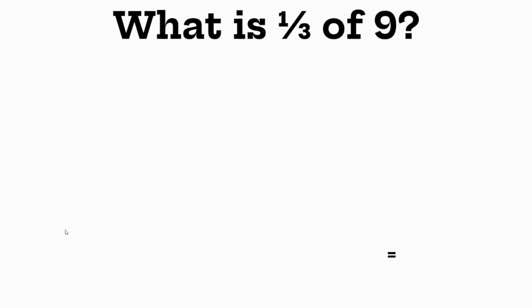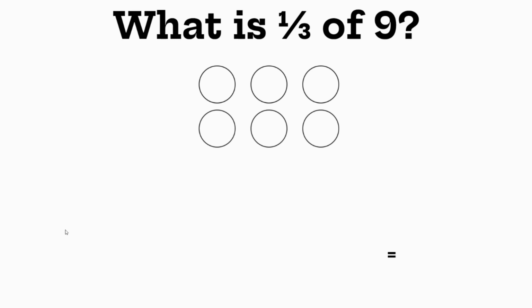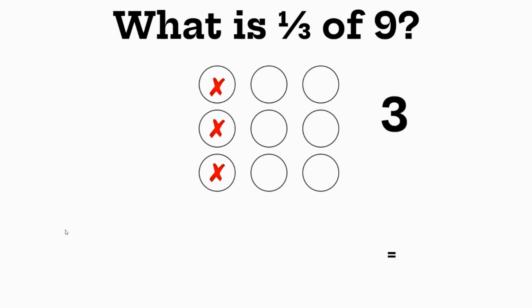1/3 of 9. So that means I'm going to be drawing 9 circles. I'm going to be drawing them in groups of 3. Because my denominator is 3, so there's a group of 3. There's another 3 that gives us 6, and another 3 would give us 9. And out of each group of 3, we're going to highlight one of the 3 to show 1/3. So there's 1 out of the 3. There's 1 out of the second group of 3, and 1 out of the third group of 3. And so the answer is there are 3. 1/3 of 9 is 3.